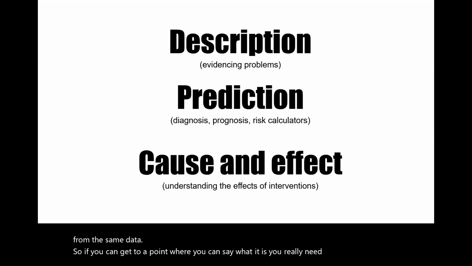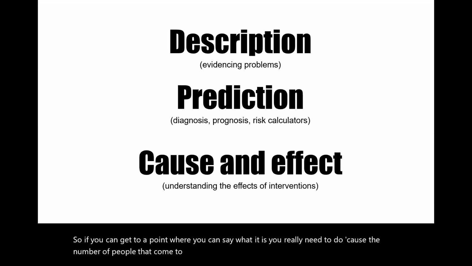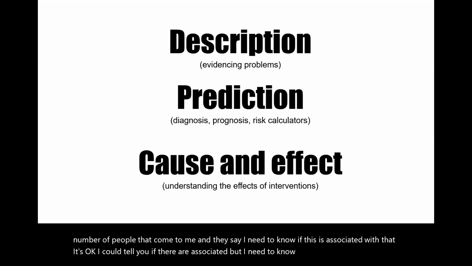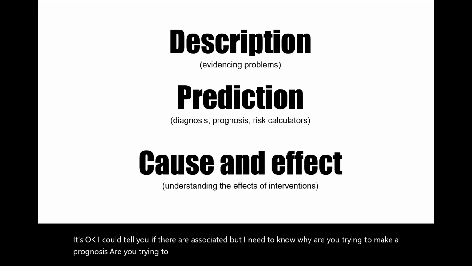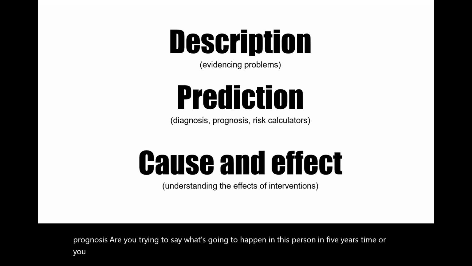So if you can get to a point where you can say what it is you really need to do, because a number of people come to me and say, I need to know if this is associated with that. It's like, well, okay, I can tell you if they're associated, but I need to know why. Are you trying to make a prognosis? Are you trying to say what's going to happen to this person in 5 years' time? Or are you trying to understand the causal effect of this thing you want to know?